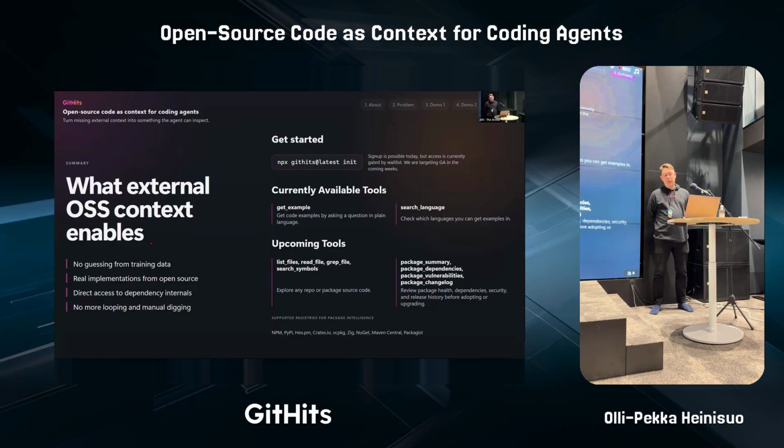What GitHits does is stop the guessing. No more outdated training data; it gets the code from open source directly. We can trace the dependency internals, and all the loops that you saw in the second slide, the problem slide, stop. Currently we have the example tool and search language tool available, but in the coming weeks we are launching the tools you saw in the second demo, and there will be more upcoming tools as well. Any questions?